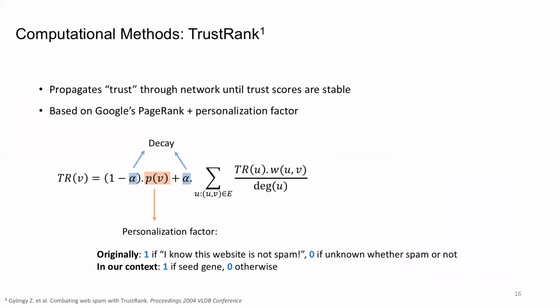We implemented TrustRank for the drug prioritization step. TrustRank ranks nodes in a network based on how well they're connected to a trusted set of nodes, which are seeds in our application. It is a diffusion-based prioritization method based on Google's PageRank algorithm, where trust is iteratively propagated from seed nodes to neighboring nodes using the network structure.